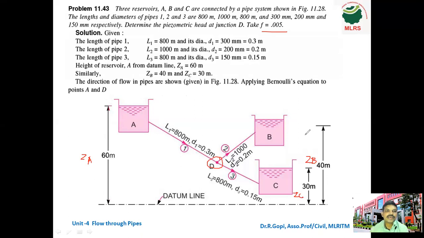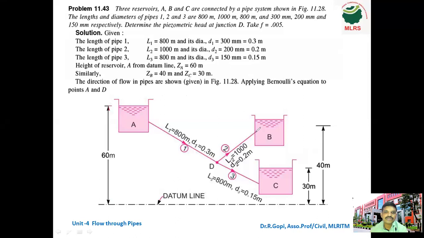So the direction of flow in pipes is shown in the figure. They clearly mention the direction, that means see the arrow mark. In the previous problem, they didn't mention any arrow mark. Here they mentioned the arrow marks. Water is coming from A to D. After that, it is diverted into two branch pipes, from D to B and D to C.